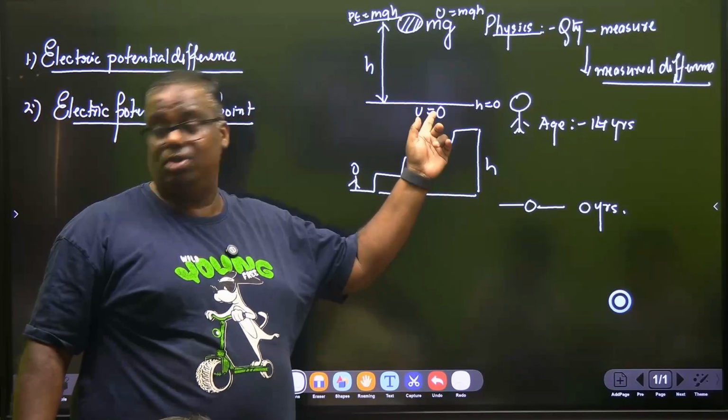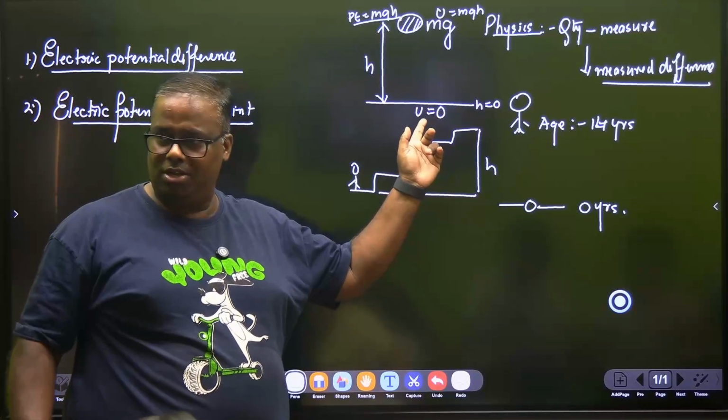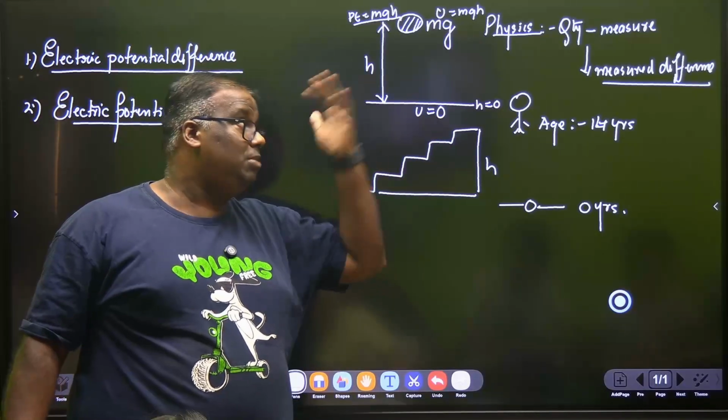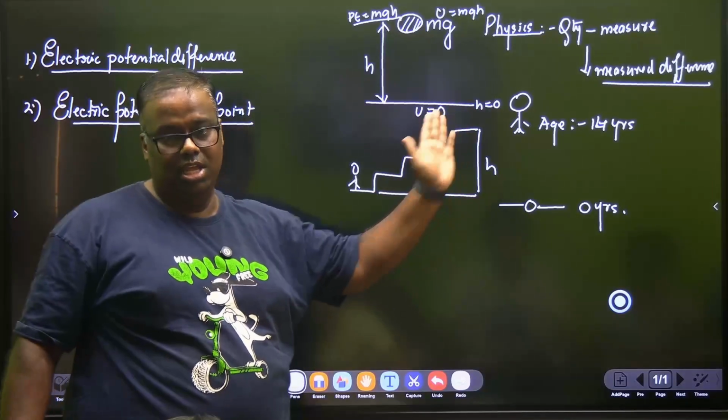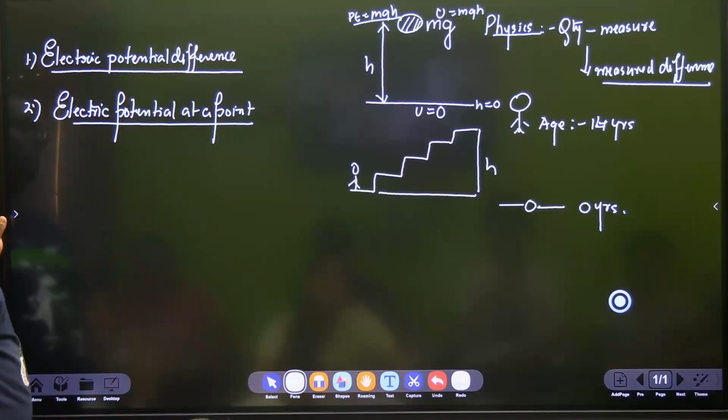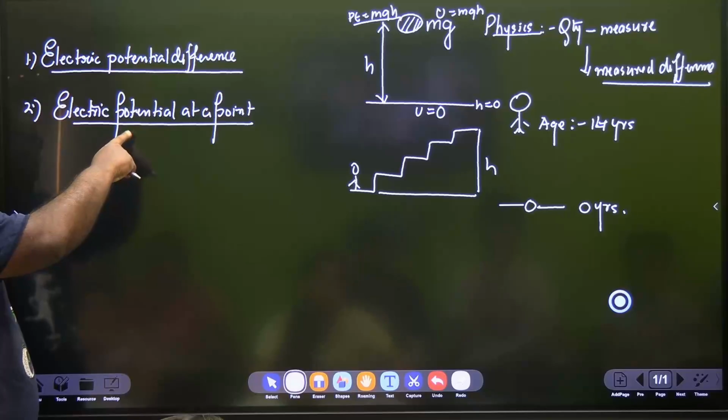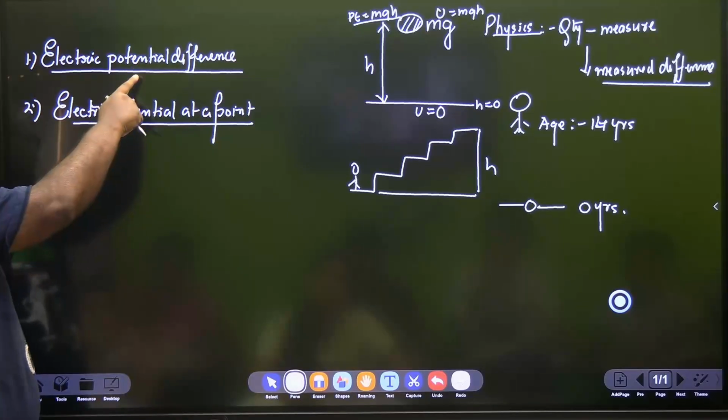For him, this is also a height. Do you understand what I'm trying to say? We never measure potential energy. We are always measuring potential energy difference. Therefore, in the CBSE book, this point comes first. We'll not study this; we'll first study this.